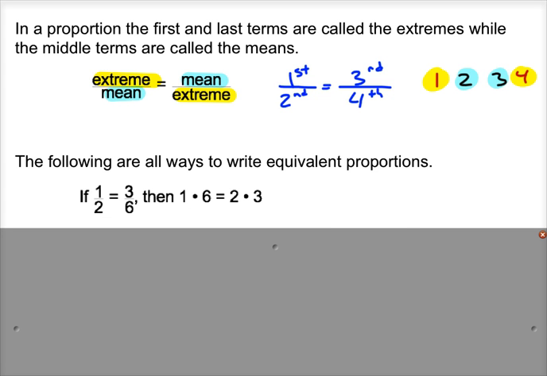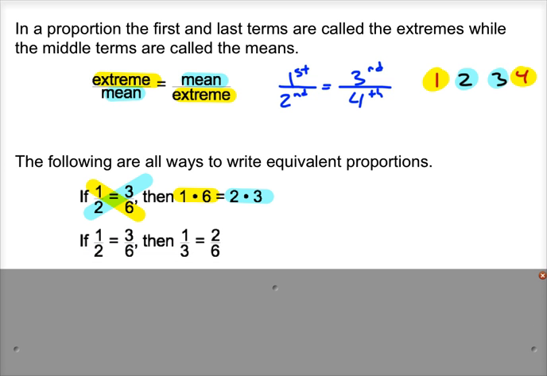The following are all ways to write equivalent proportions. And I know for proportions that I can cross multiply, which makes things equal, which is how people normally think of this first one. So if I imagine cross multiplying 1 times 6, it's going to equal the same as multiplying diagonally the other way, getting 2 times 3. So here's our standard cross multiply.